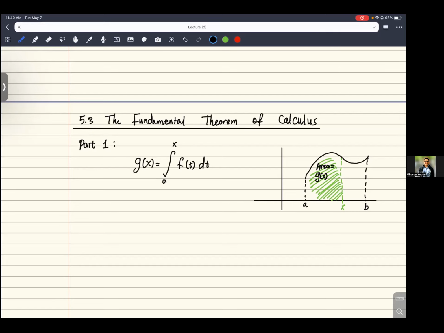And there is another part. We're gonna go over the second part also next time. I'm gonna give you more examples for 5.3, the fundamental theorem of calculus. Then we're going to 5.4 to explain exactly how we can use the definite integral and indefinite integrals. So I'm gonna stop this lecture for today.